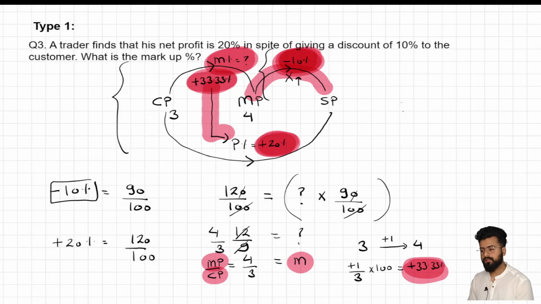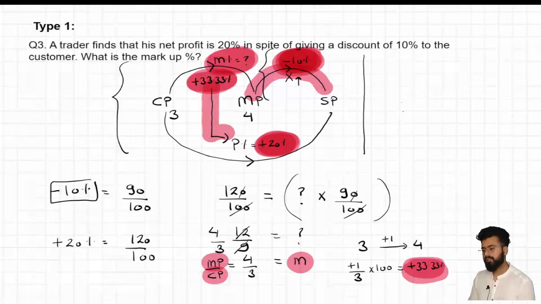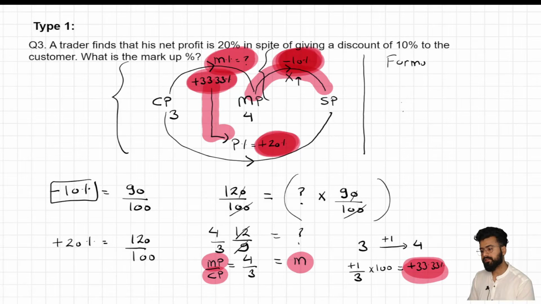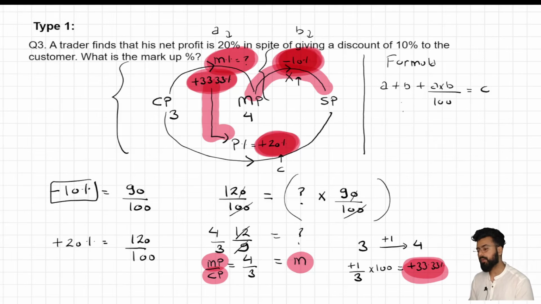Now, another thing I want you to realize is you could have answered the same question using a formula as well. The formula of successive changes. What formula? A plus B plus A into B upon 100 equals C. We all know A and B are the values of successive percentage change. So in this case, the value of A is something which we have to calculate. The second change, it is given. And the cumulative effect of the two, according to the question, is 20%. It means in this question, I'm given the values of B and C. And the objective is to find out the value of A.